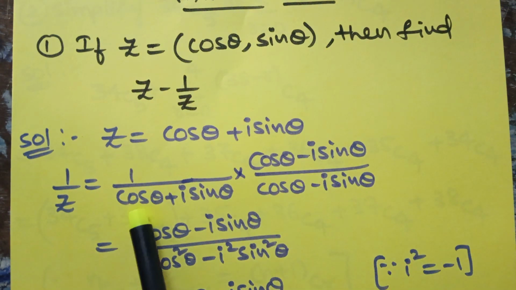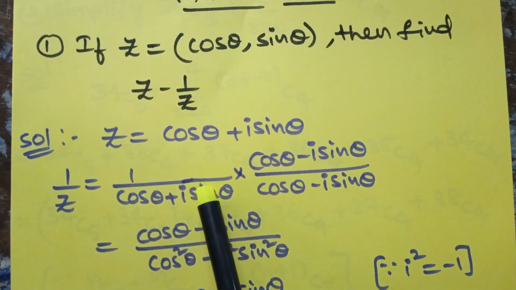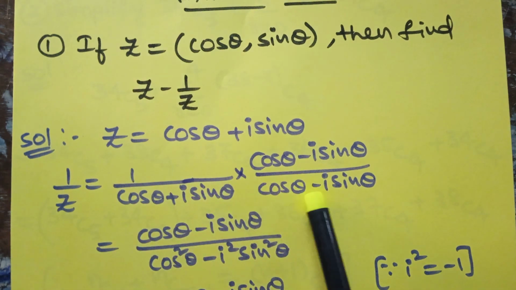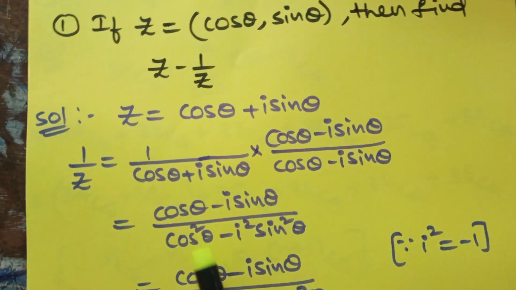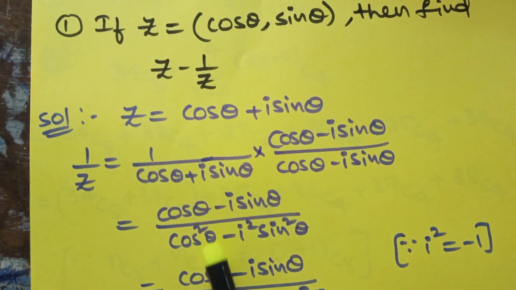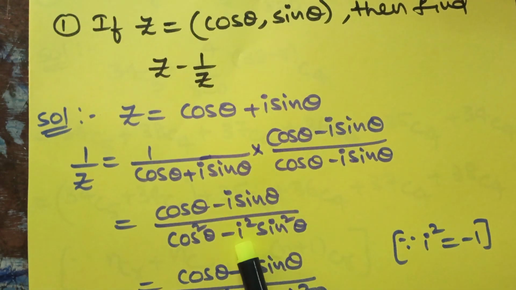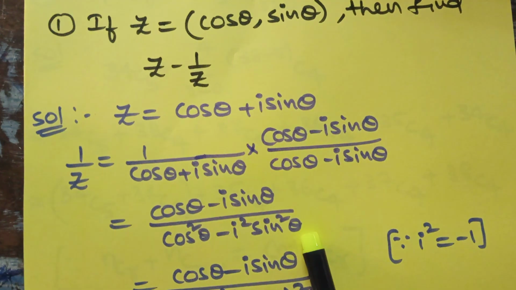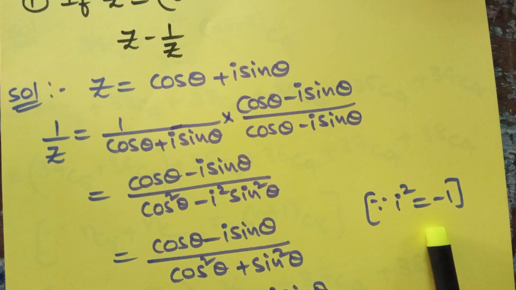So what is a here? Cos theta. What is b? i into sin theta. So a plus b into a minus b. What is the formula? a square minus b square. a square means cos square theta, minus b square means i sin theta whole square. We will get i square sin square theta. So what is the value of i square? i square is equal to minus 1.